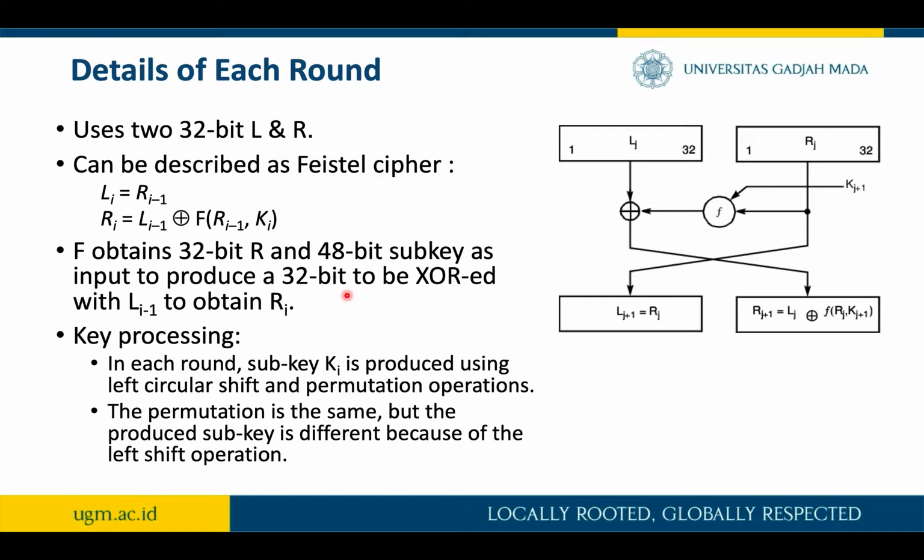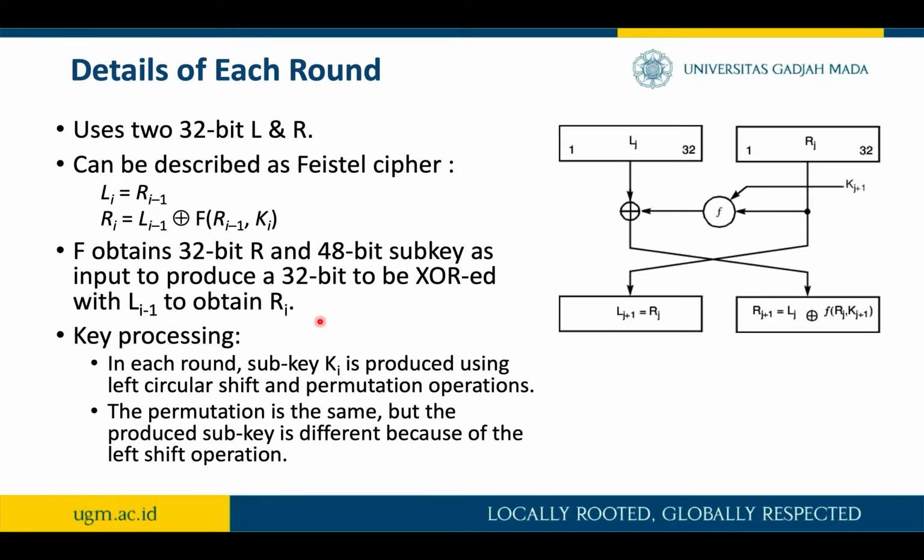Yeah, so here the function detail of function f will be discussed later on, but it is actually just doing some processing to the 32 bits of R, and then it will be XORed with the 48-bit subkey, and the result should be again 32 bits, to become this one, to be XORed with L to obtain R_i.